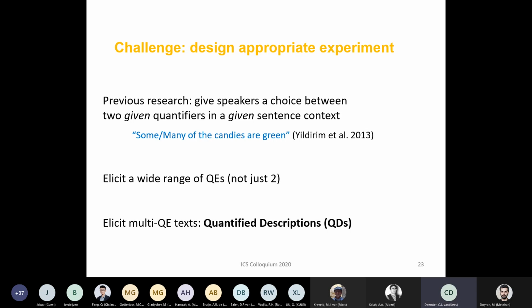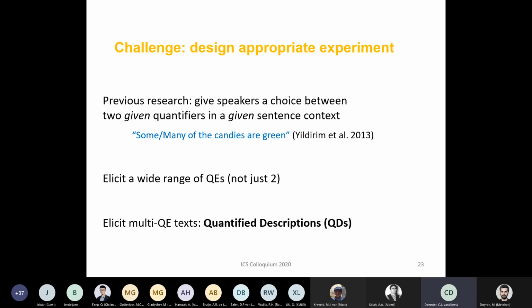Are we the first to do this? Not entirely. Some people have done experiments where they try to figure out whether, in a sentence like "some of the candies are green," how does the speaker choose between "some" or "many" or other quantifiers? And these are nice models, but we wanted to go beyond them, because if the sentence alone is already given, where you only have to choose between these two quantifiers, that's a bit boring. You could choose others than these two, or you could choose to make an entirely different sentence.